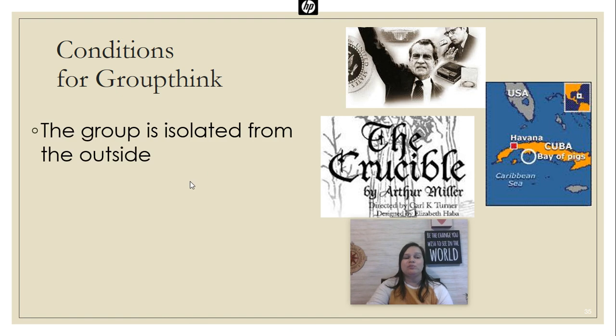Some other conditions for groupthink. This happens when the group is isolated from the outside. So sometimes thinking of like top government officials who are making decisions on their own. In theory, they have advisors and cabinets, and they shouldn't be making decisions on their own to try to eliminate that. This could be like school board decision making, or leaders in a corporation. But if they're making the decisions on their own and not hearing outside opinions, they could be prone to groupthink.